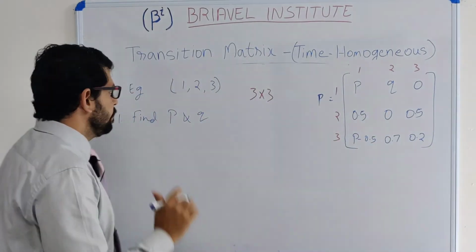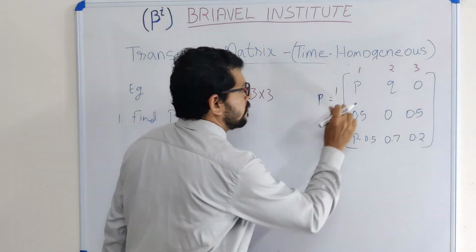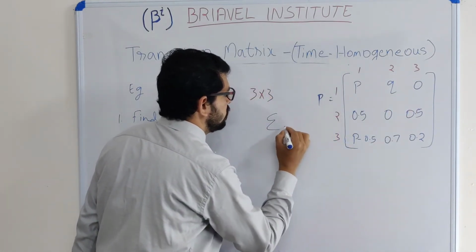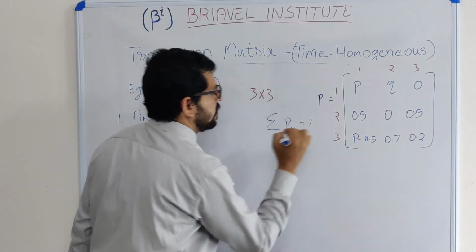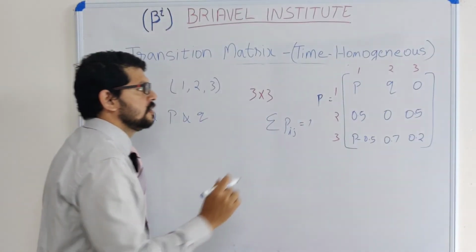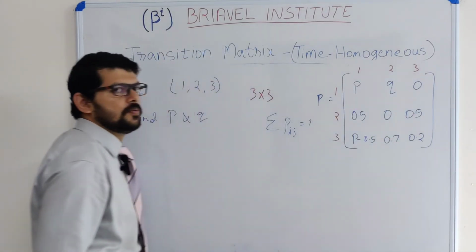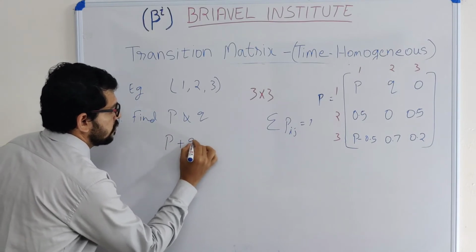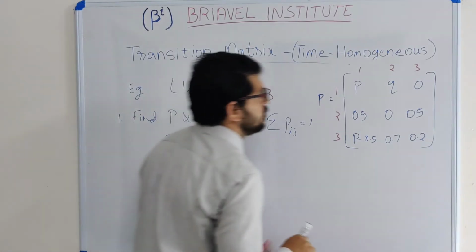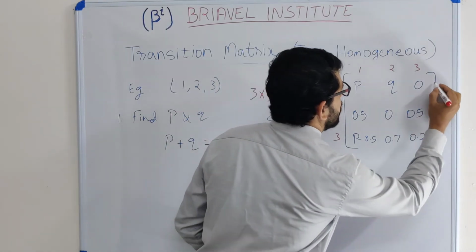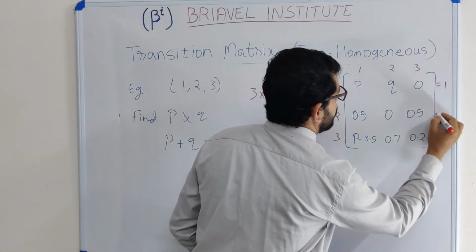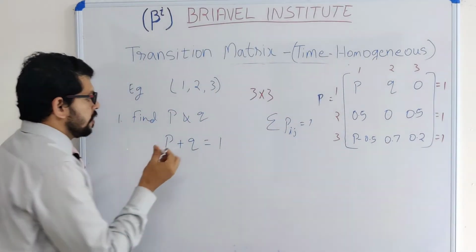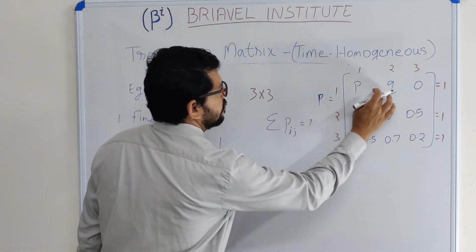We know that in a Markov process, the sum of each row is equal to 1. So the sum of this row is equal to 1, this row is equal to 1, and this row is equal to 1. So P plus Q is equal to 1.